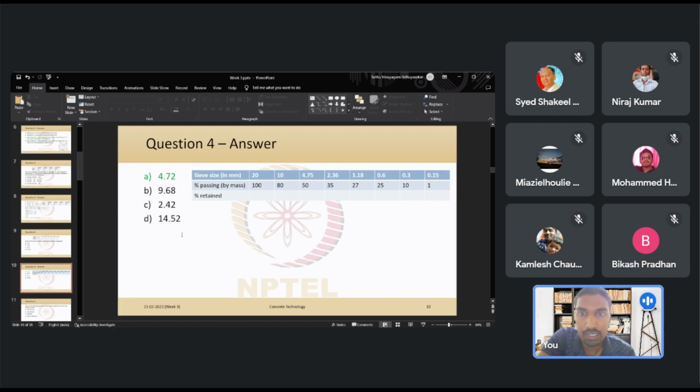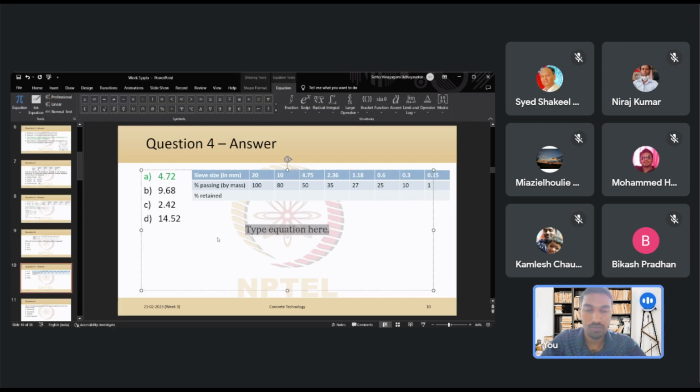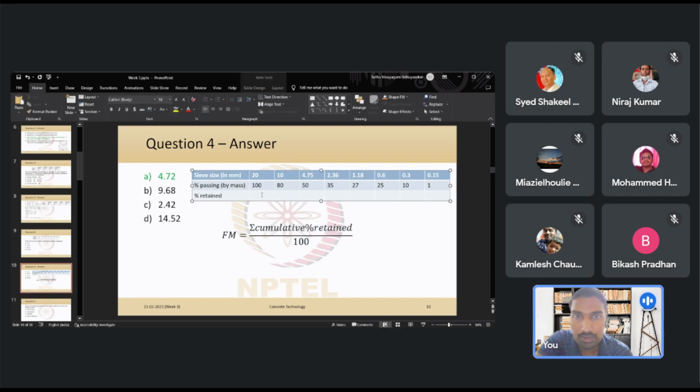So how do we find the fineness modulus? What is fineness modulus and how do we calculate it? You take the summation of the cumulative percentage retained on the different sieve sizes, and then you divide that by 100, and that will give you the fineness modulus, right? What we need is the cumulative percentage retained. We are given the percentage passing for the different sieve sizes, so we can calculate the percentage retained by subtracting the percentage passing from 100.